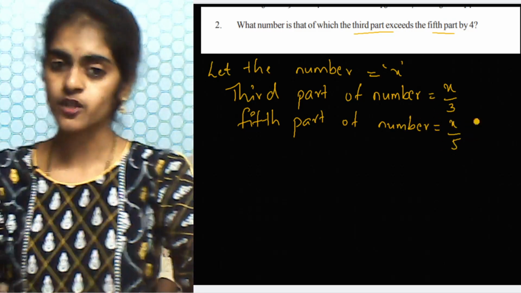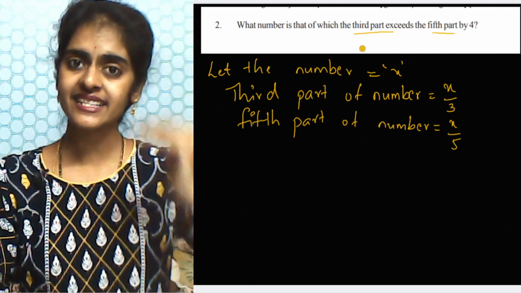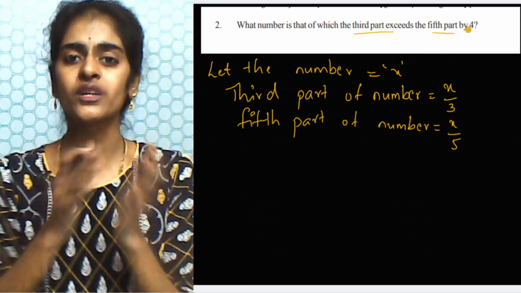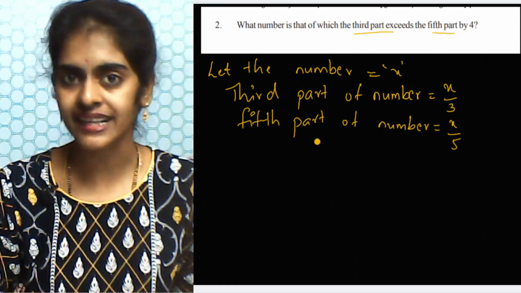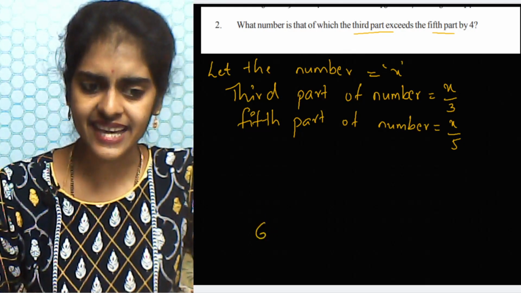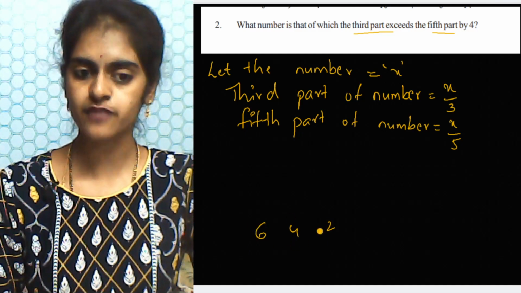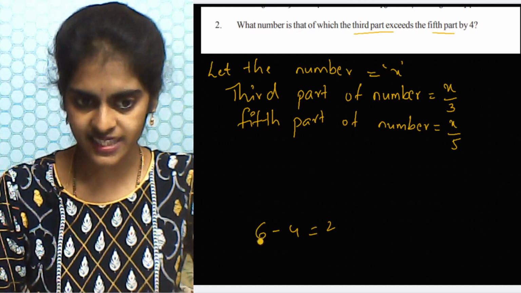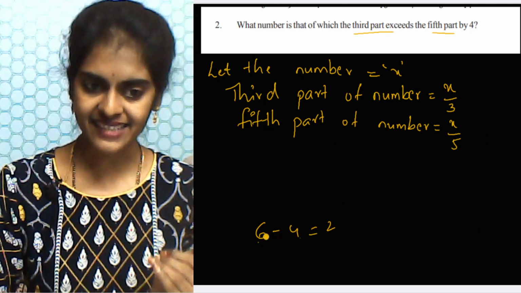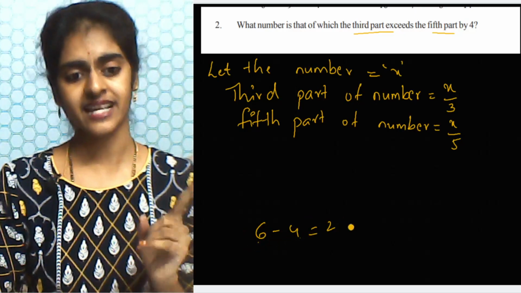Once you know this, what is the condition given? The third part exceeds the fifth part by 4. That means the third part is 4 more than the fifth part. So how can you write this? Suppose I say 6 exceeds 4 by 2. 6 is a number which exceeds 4 by 2. That means if you subtract 6 minus 4, it is 2. That is the meaning of this, isn't it? 6 exceeds 4 by 2, which means if I subtract 4 from 6, I'll get 2.